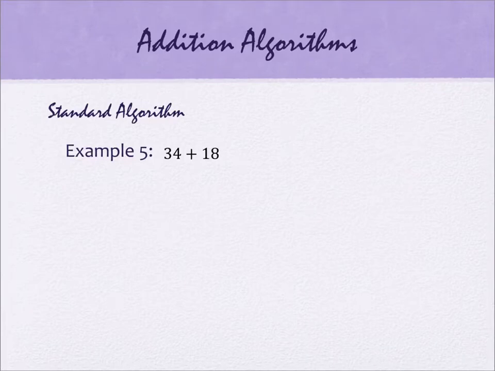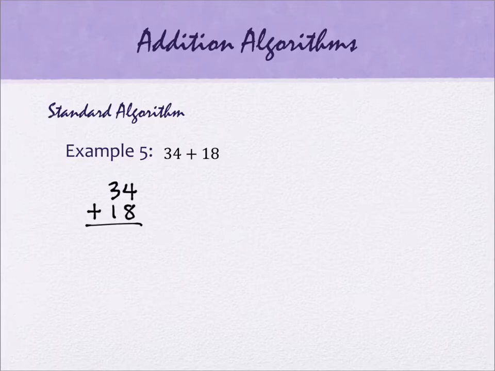The one that you know and love is called the standard algorithm. And you know and love it because you've used it for 13, 14, 15 years, something like that. You've used it for a very long time. So with the standard algorithm, we line them up. We start on the right-hand side, and we say 4 plus 8 is 12, and we write a 2 down below. We write a 1 on the top, and then we add the tens column. 1 plus 3 plus 1 is 5. So we have 52.